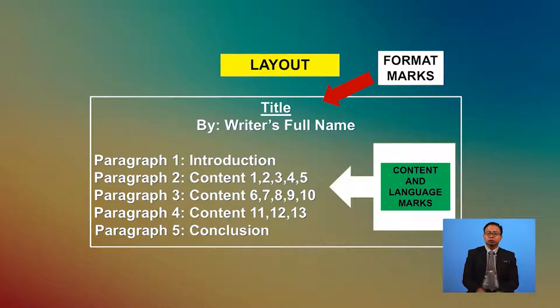Next, let us look at how you will get marks for your write-up. Format marks will be given for an appropriate title and another format mark for the name of the writer. Content marks will be awarded for all the points given in the question. But you must have all the content points covered in your article. Let's recap the format of an article. Basically, this is how your title and byline should look like.